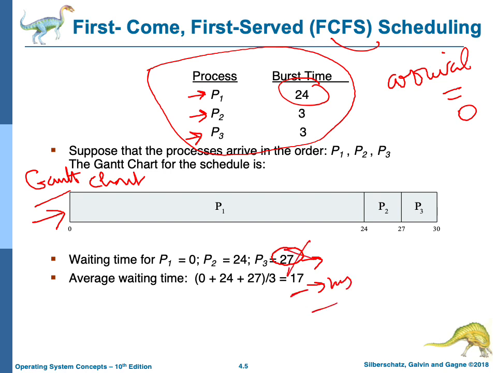So this will give us 17 milliseconds as an average waiting time. So these are individual waiting times per process, and this is the average.